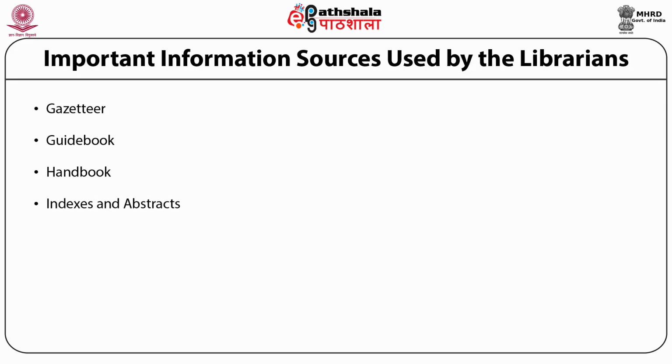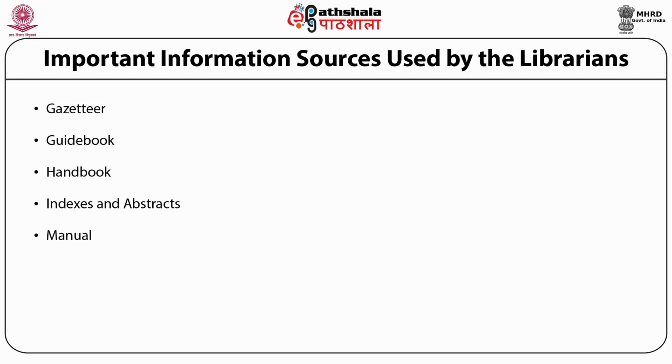An index is an information source that indexes all the literature that has been published over a period of time. On the other hand, an abstract carries out all the functions that an index does, that is giving all the bibliographical details of the particular publication, and it gives a brief summary or an abstract too. Then we have the manuals.